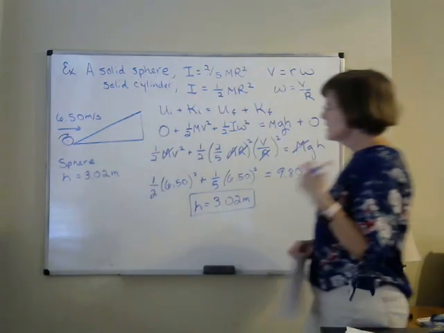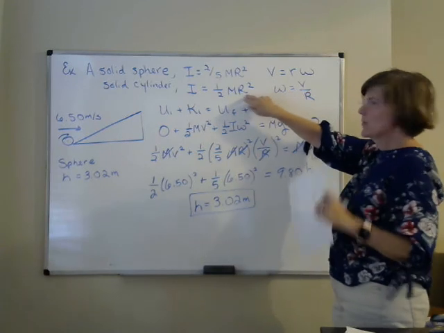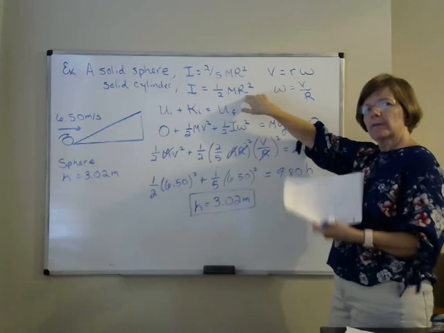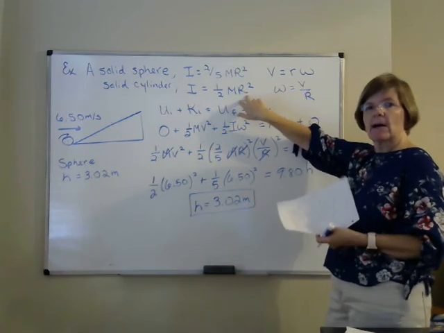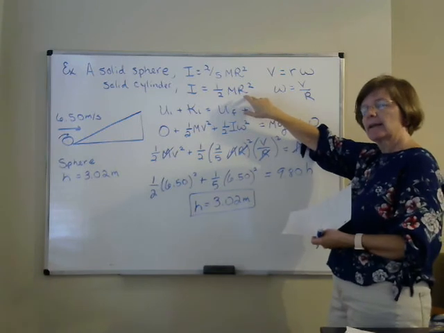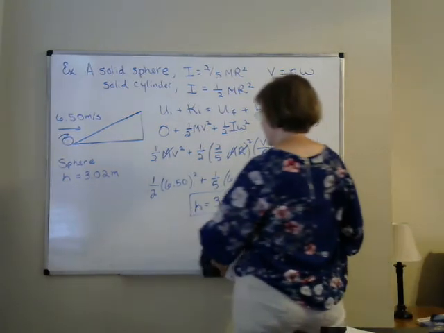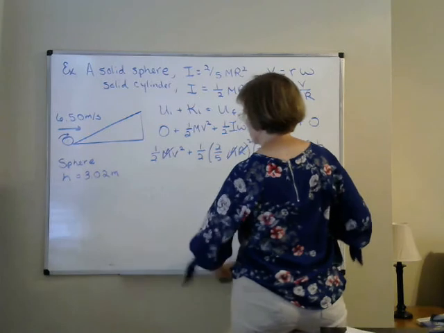Okay, let's go back and think. A cylinder takes more energy to rotate. It has a larger moment of inertia. That tells me it won't reach as high a height. It's not going to go as high as our sphere. In fact, I kind of wish I had done this different. I'm going to back this up just a tiny bit. I'm not going to change my answer.